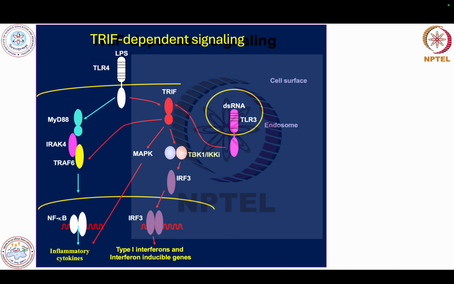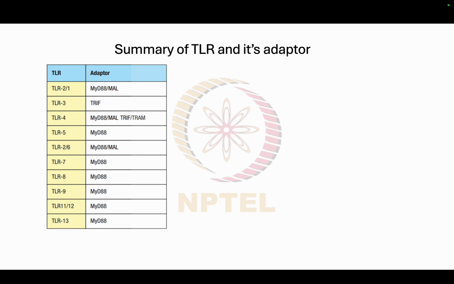TRIF dependent signaling: LPS is recognized by TLR4. This is the same story, where you can see again the NF-kappa B pathway, and you can see MAPKs are also getting involved, where it is recruiting TRIF. So ultimately inflammatory cytokines are getting synthesized, and then type 1 interferons and interferon inducible genes are getting upregulated. This is the summary of TLRs and their adapters. TLR2 or 1 adapter is MYD88, TLR3 adapter is TRIF, TLR4 is MYD88, TLR5 again MYD88. So mostly MYD88 is the adapter.